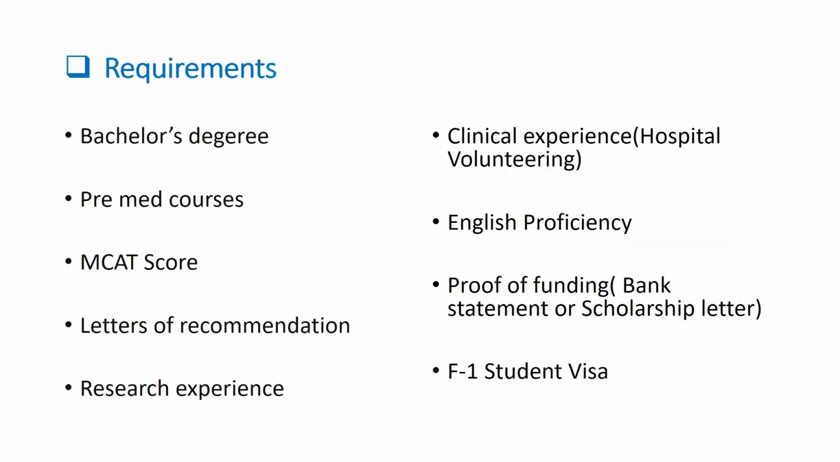So these are the requirements before applying for your medical school. If you want to apply, you must have this. The first one is a bachelor's degree, because we've said that medicine here in the United States is not an undergraduate program, it's a master's program. So you have to have a certain degree, and then you apply to join your medical school. With your bachelor's degree, you have to take your pre-med courses. We've talked about them. You have to have an MCAT score.